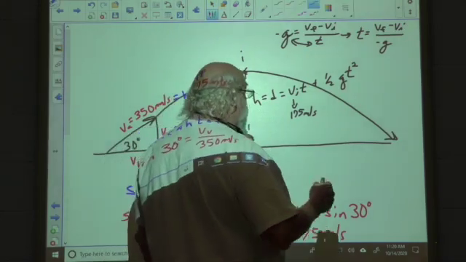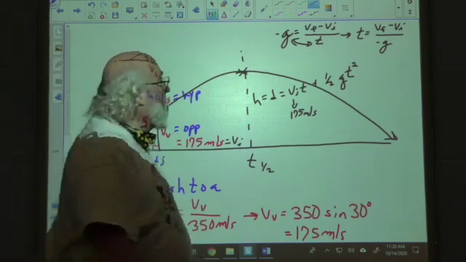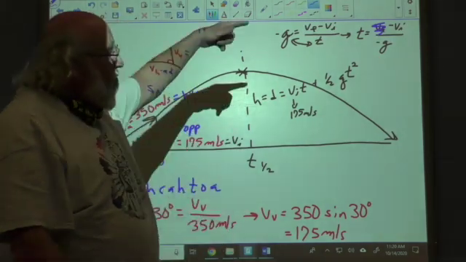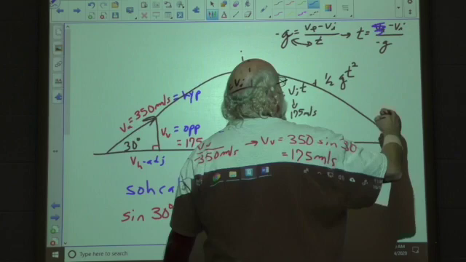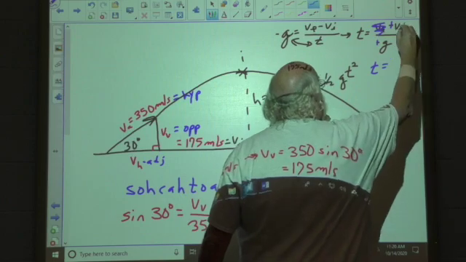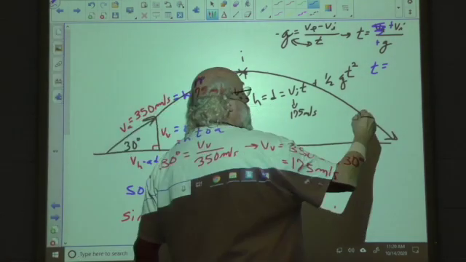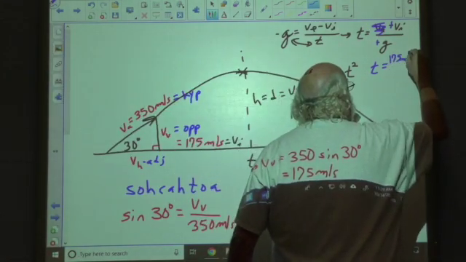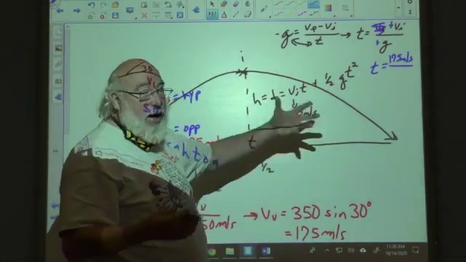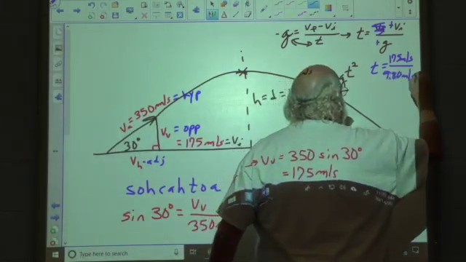So the final velocity as it reaches this point right here is going to be 0, so we'll just drop that out of there. And when we drop that out, look what we got: a negative divided by a negative, which means it's going to be all positives. So the time is going to be the initial velocity, which we established for the vertical part is 175 meters per second, divided by g, which is, now we're using the positive g, not the negative g, 9.80 meters per second squared.